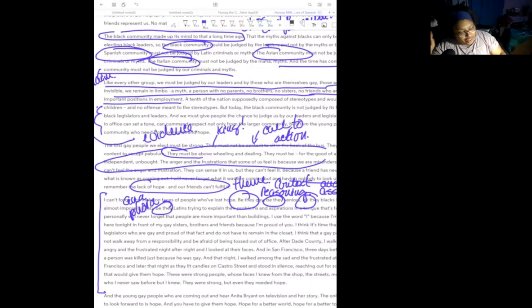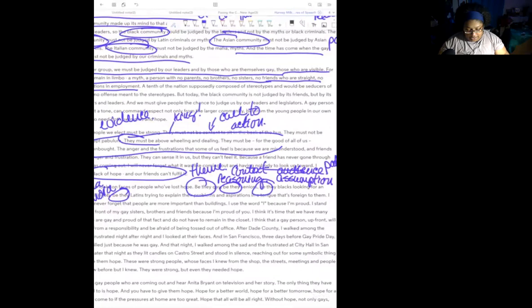Be they gay, be they seniors, be they Blacks looking for an impossible job, be they Latins trying to explain their problems and aspirations in a tongue that's foreign to them, right? So you have 1, 2, 3, long, 5, 4, long. So you've got this rhythm happening here in those two sentences.